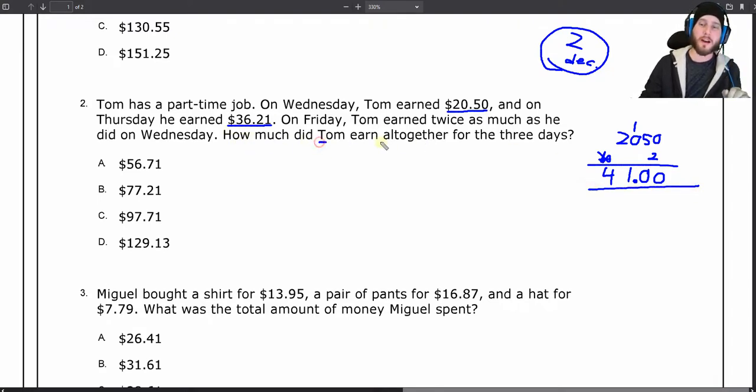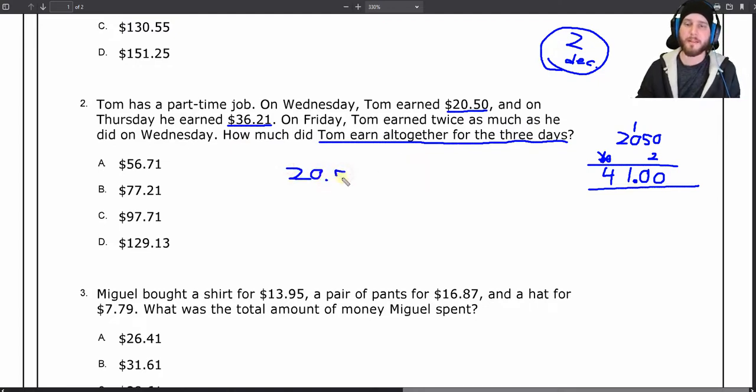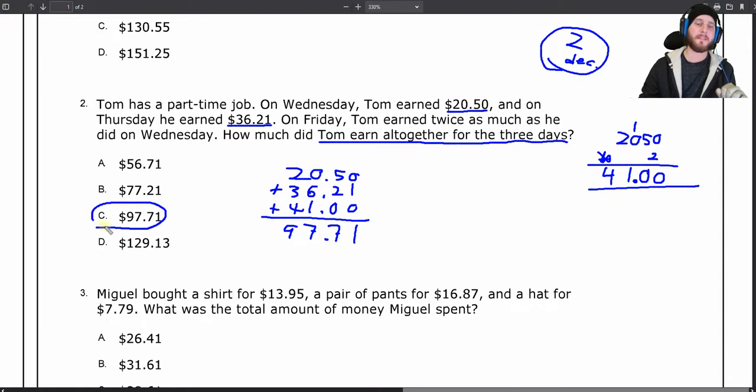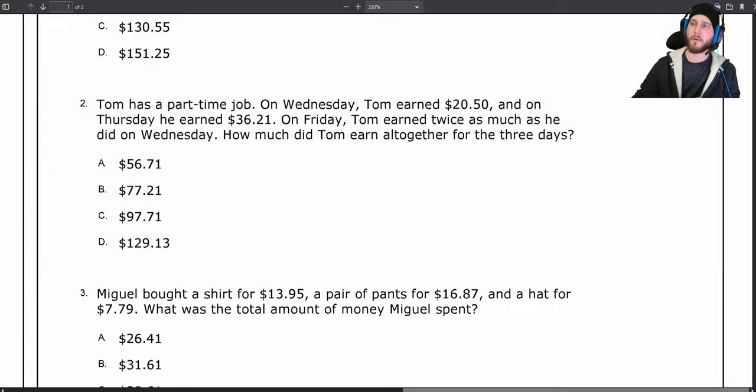So how much did Tom earn altogether in the 3 days? Now we add them. $20.50 plus $36.21 plus $41.00. Add those together. We got 0 plus 1 plus 0 is 1. 5 plus 2 plus 0 is 7. 0 plus 6 plus 1 is 7. And 2 plus 3 plus 4 is 9. He earned $97.71 throughout those 3 days. That's going to be number 2.